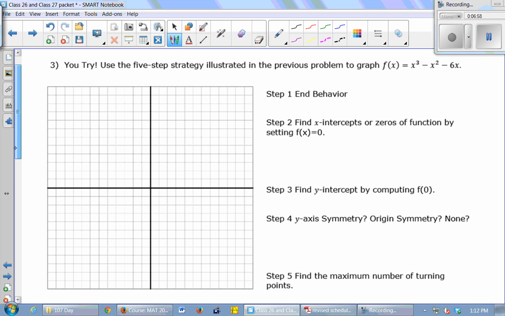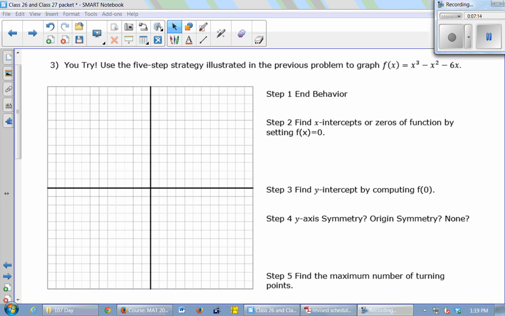Okay, you try. Go through that 5-step process and sketch a graph of x cubed minus x squared minus 6x. No graphing calculators unless you want to check your graph at the very end. All right, so we first want to find end behavior. So we look at the leading term, that x cubed. It has an odd degree, which tells us what about the end behavior? It is opposite, one arm up, one arm down.